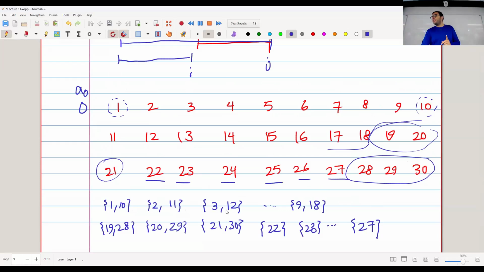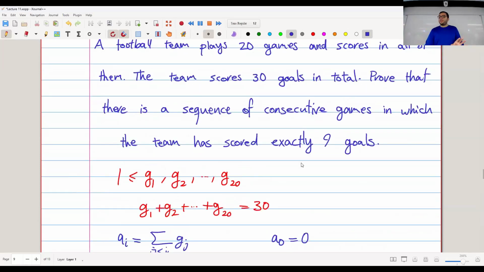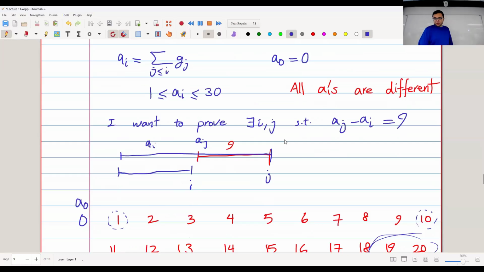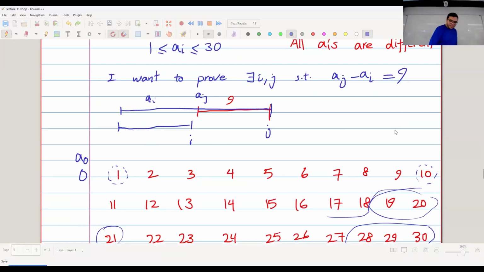but I'm choosing 20 numbers. So this tells you that this is impossible. This tells you that there are definitely two of these numbers, two of these Ai and Aj, that have a difference of exactly 9. But this was painful. You all saw me in pain here.